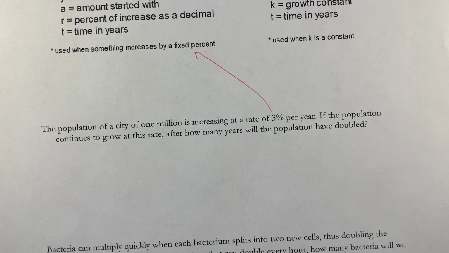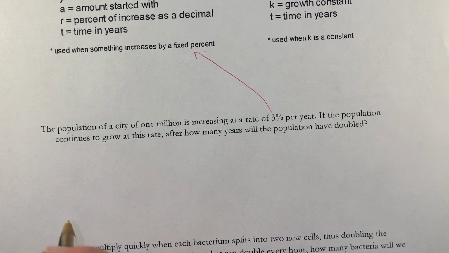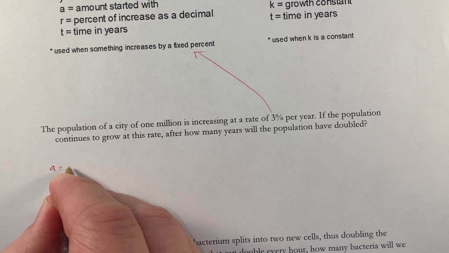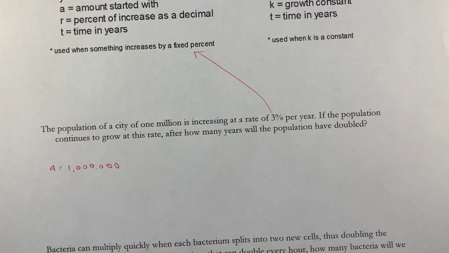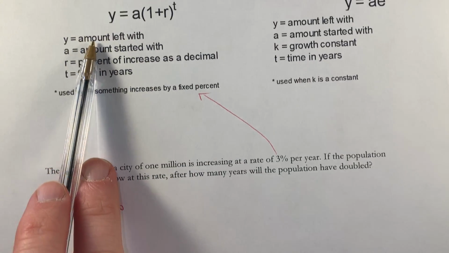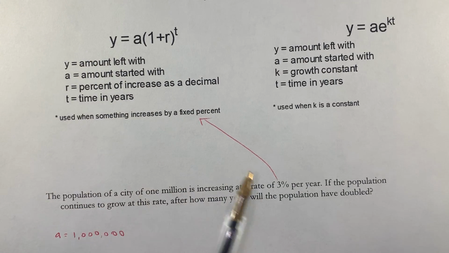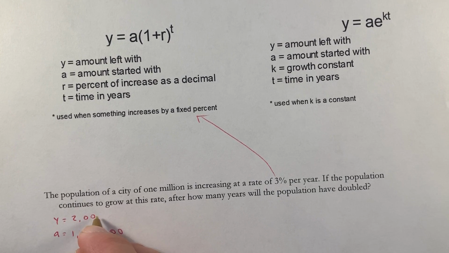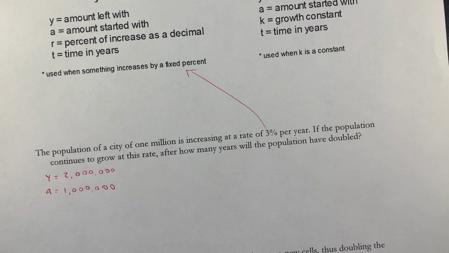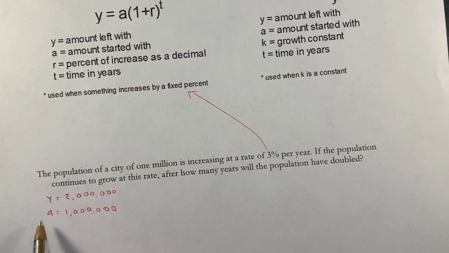Okay, so we've got a population of 1 million. That's what we're starting with. So that's A. A is 1 million. Now, how much are we going to be left with? So what is Y? Well, we're doubling the population, so that means Y is going to be 2 million. Okay, and that equals a times 1 plus r to the t.